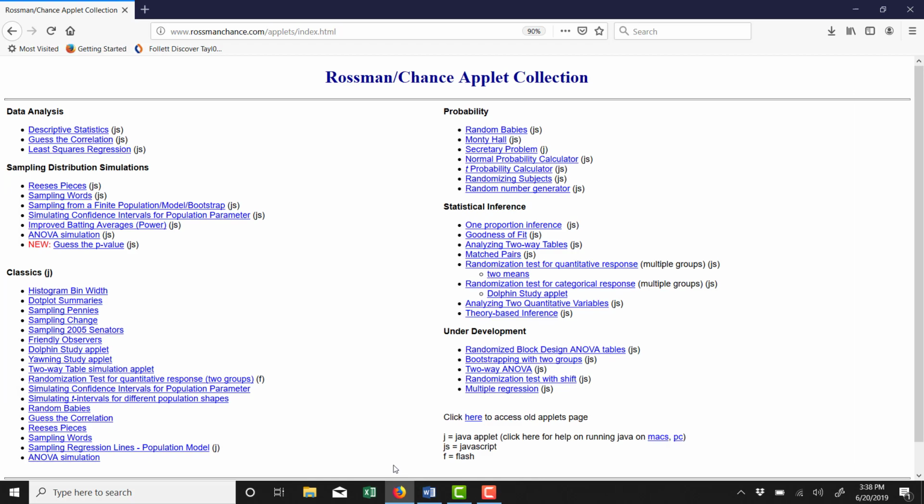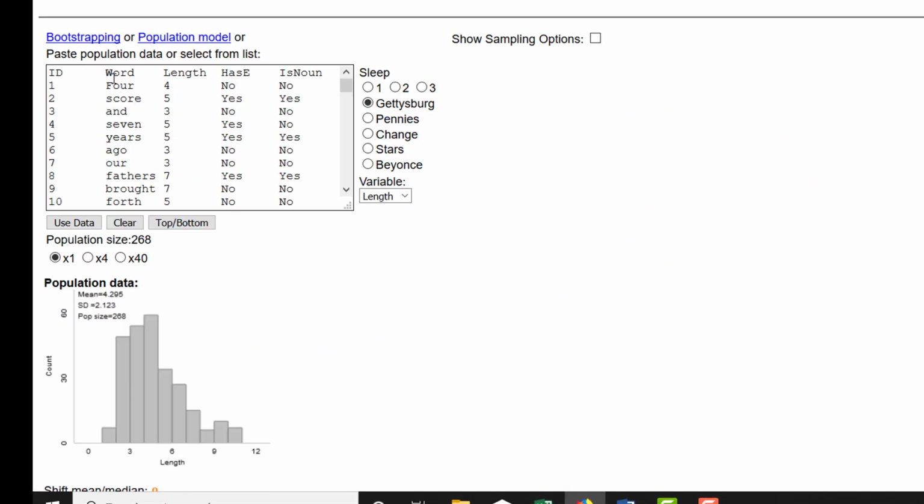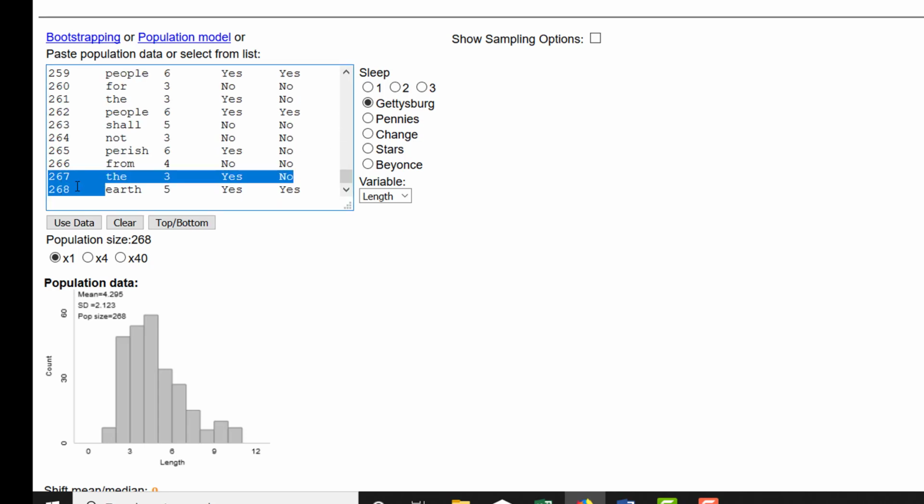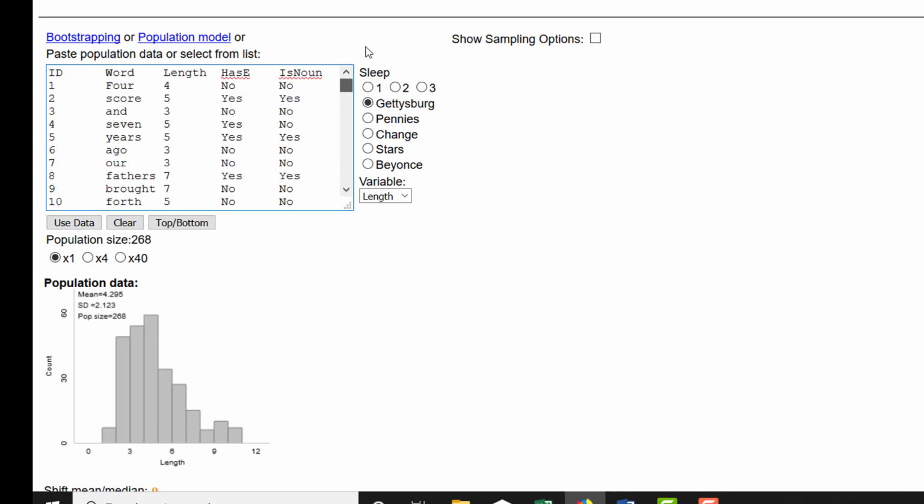So I'm going to the Rossmann Chance applet collection. I'm clicking over here on the sampling words applet, and you'll see that it has the entire speech loaded in here. There it is, 7 years ago, all the way down to the last word, the 268th word in the speech, which is Earth. So over here, there is a button that says Show Sampling Options.